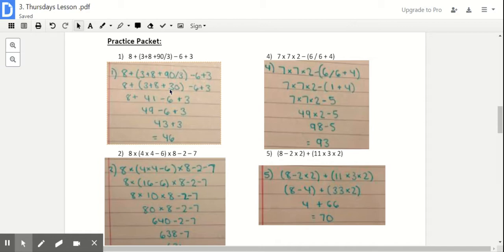So the first step I did was 90 divided by 3, which got me to 30. I still have left over in my parentheses 3 plus 8 plus 30. So now I need to add those three numbers together, which leads me to 41. So now I have a line written as 8 plus 41 minus 6 plus 3.